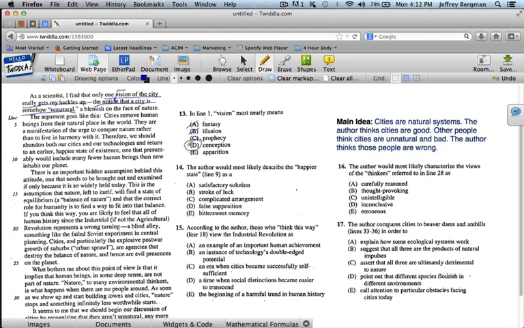The author would most likely describe the happier state in line 9 as a. So let's look at it. I'm going to read the whole sentence.